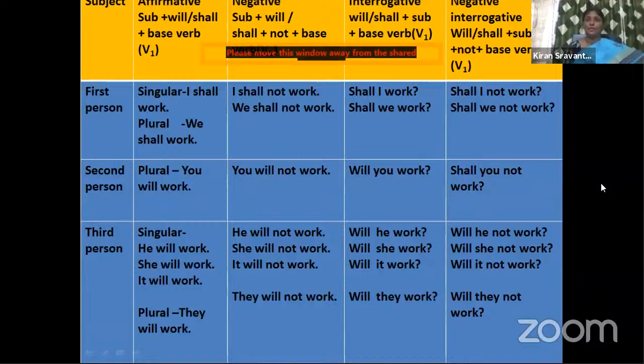Shall we not work? Or we can also use the contractions like shan't I work? So shan't we work? Or shall you not work? Or shan't you work? Then will he not work? Or will she not work? Will it not work? And plural, will they not work? So this is how we frame affirmative sentence and negative sentence, interrogative sentence and negative interrogative sentence using future simple tense.